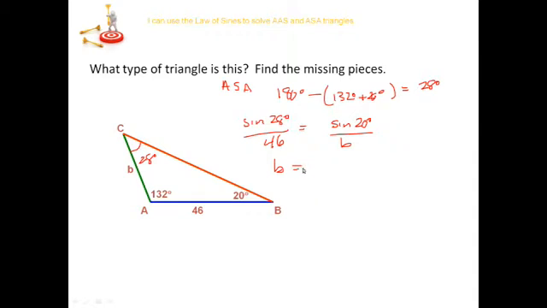So B is going to equal 46 sine 20 all over sine of 28. So B is going to equal 33.5.